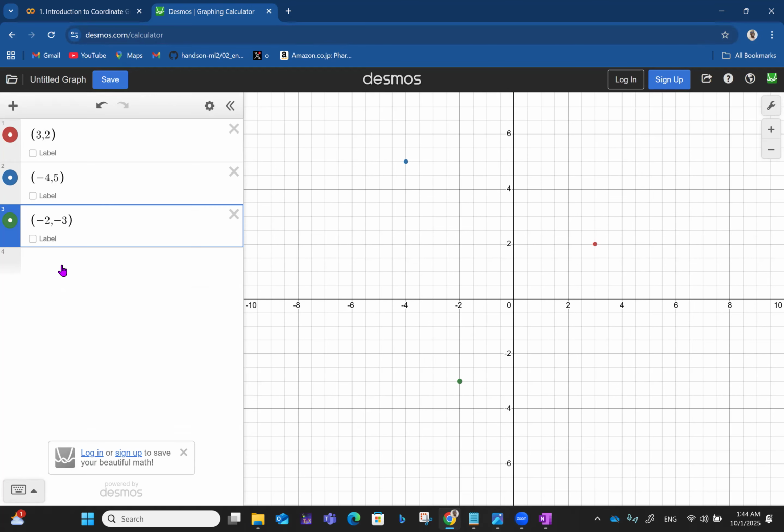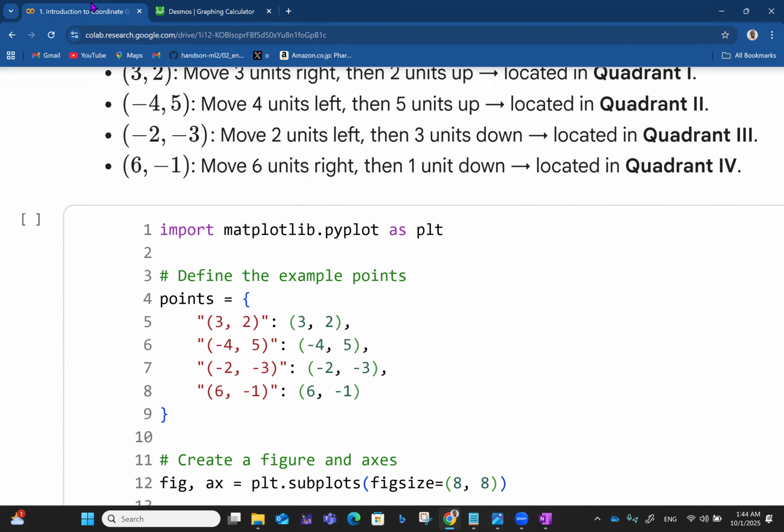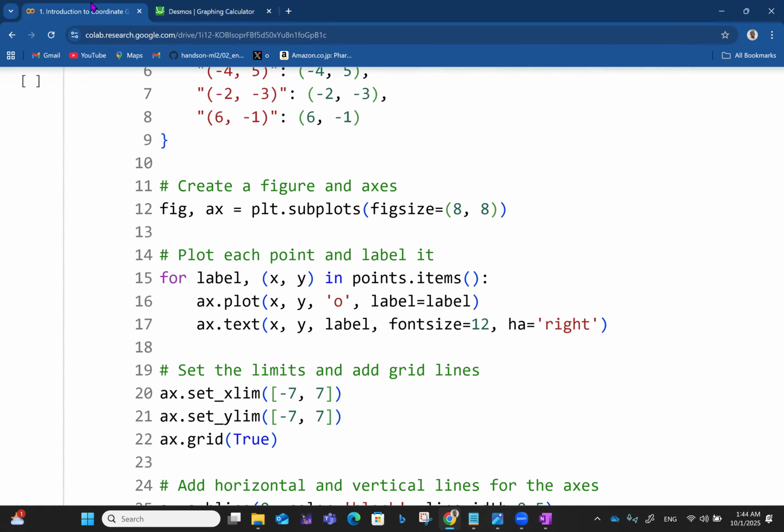Then lastly, we have 6, comma, minus 1. Okay, that is this right here. So you have all these things happening like that. Okay, so you can use Desmos also for this. Now, having done that, of course, these things you have done, we can also use Python.